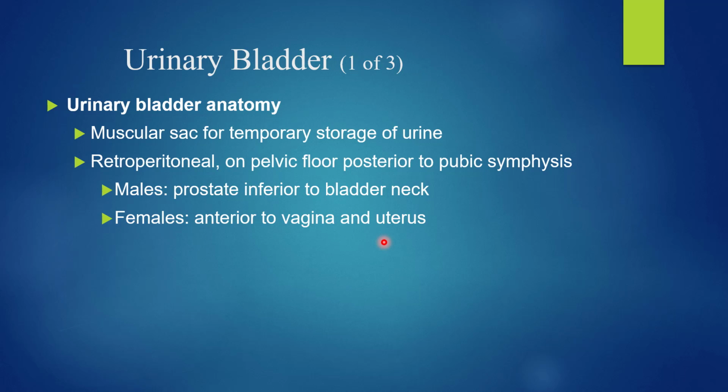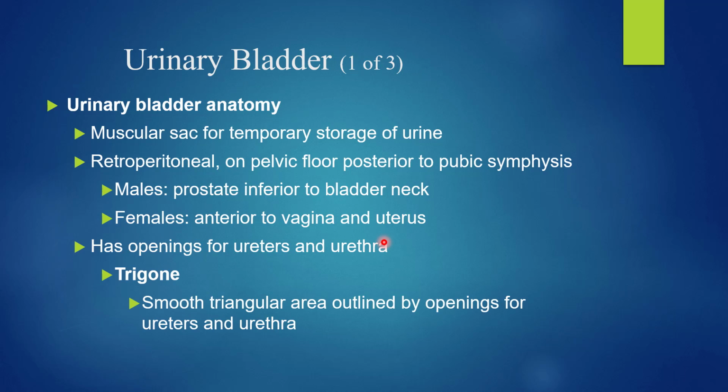In females, the bladder is anterior to the vagina and the uterus. The urinary bladder has openings for the ureters and the urethra, and you call that the trigone. It's a smooth triangular area outlined by the openings for the ureters and urethra. Infections tend to persist in this region.